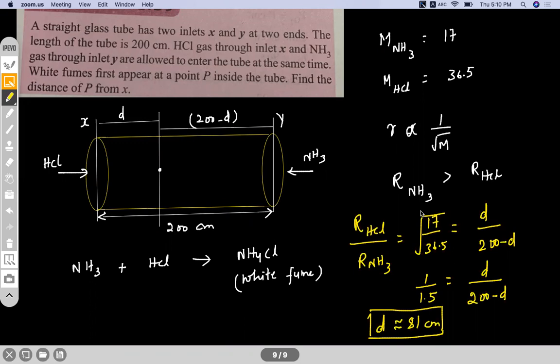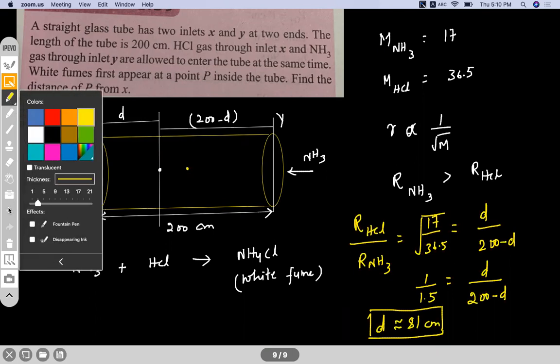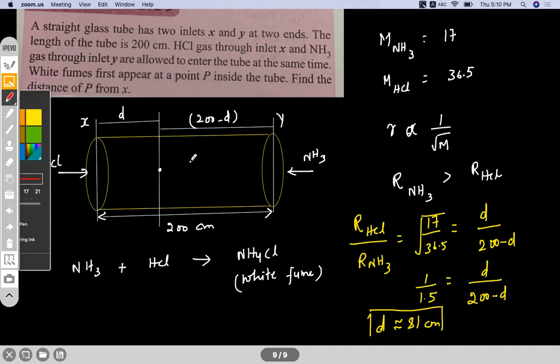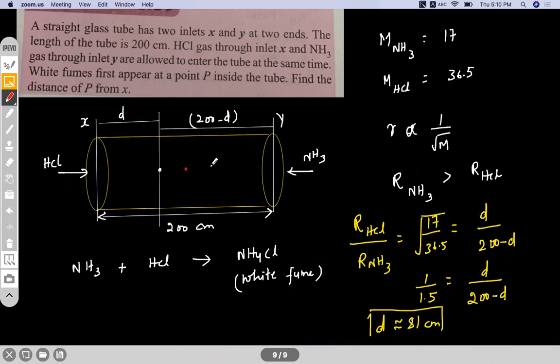In JEE, the question that they asked, they have given the question like this. They have given 3 points here in between within the cylinder. 1 point is exactly at the middle of this cylinder. 1 point is this side and other point is this side. And they have named these points, suppose P, Q, and R. HCl and NH3. And the first question was that at which point, P, Q, or R, the white fume appears.